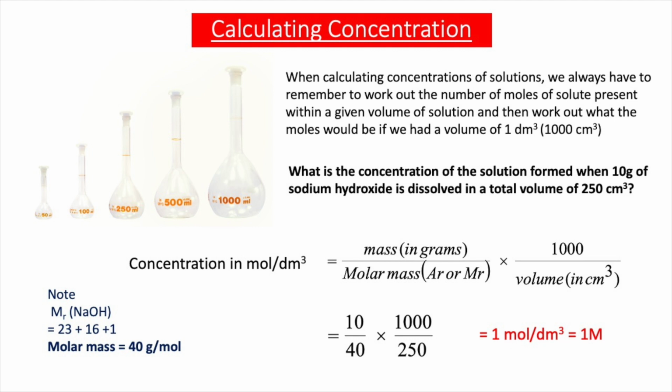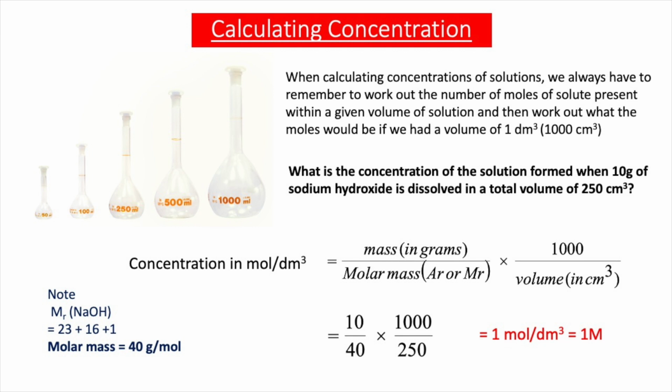And then all we did was we worked out how many 250 centimeters cubed would go into 1,000 centimeters cubed, that would be 4, and we times the number of moles by 4. So when we times 0.25 moles by 4, we got a concentration of 1 mole per decimeter cubed. Now, 250 centimeters cubed going into 1,000 was very easy to work out. We could do this in our head. We worked out that it was 4 times and we needed to times the number of moles by 4.